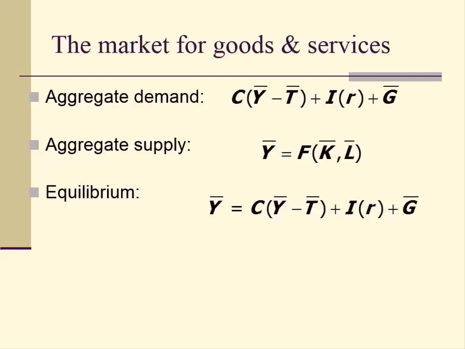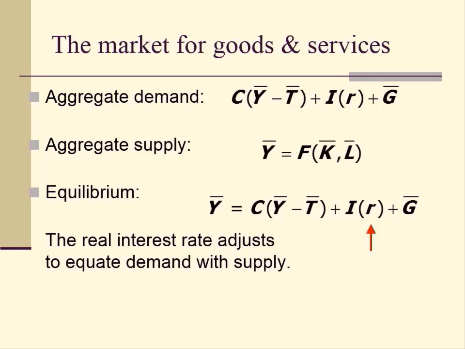Notice that by our assumptions, every variable is fixed except the real interest rate R. So the real interest rate adjusts to equate demand with supply to clear the market for goods and services. That is, the real interest rate R is the only endogenous variable in the equation.